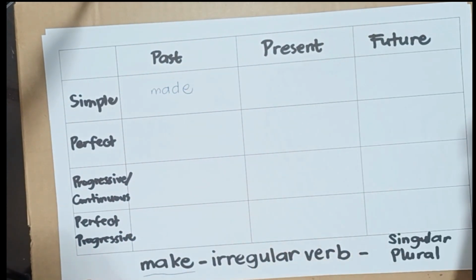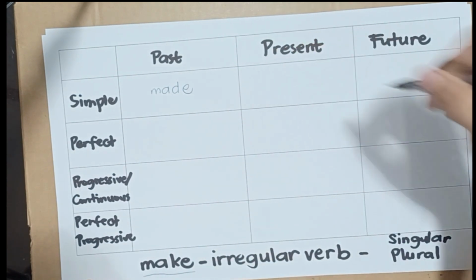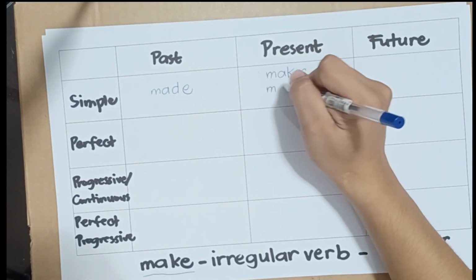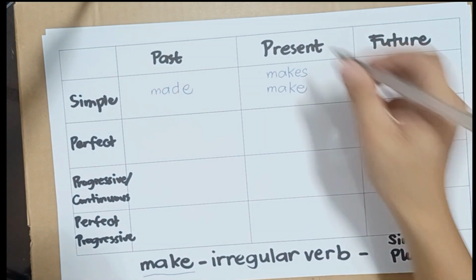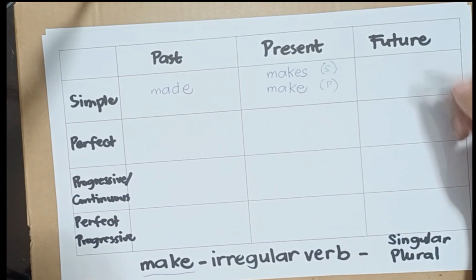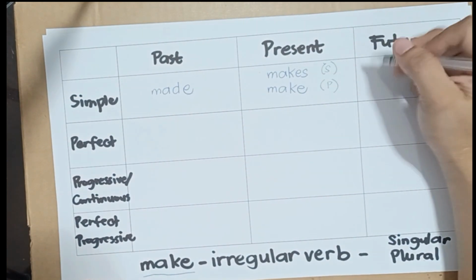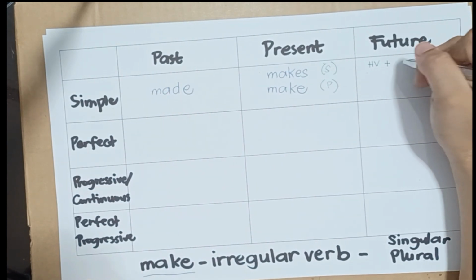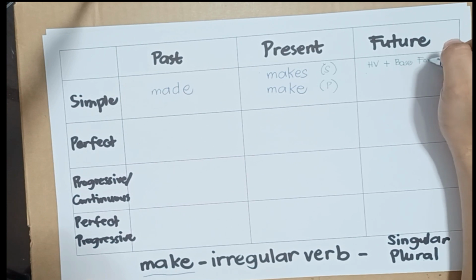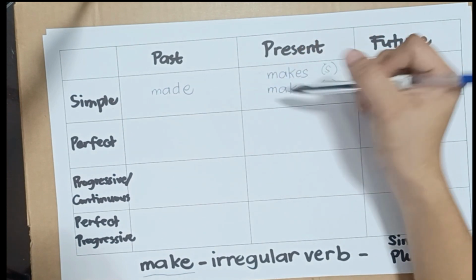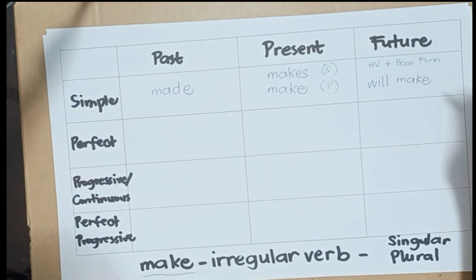For simple present, there are two, because we have to consider two subjects, singular and plural. So first we have for singular subject, makes, and for plural subject, make. Okay, so again, makes is for singular and make is for plural. Now for simple future, we will use a helping verb plus the base form of the verb. So the helping verb that we will use is will plus the base form, which is make.